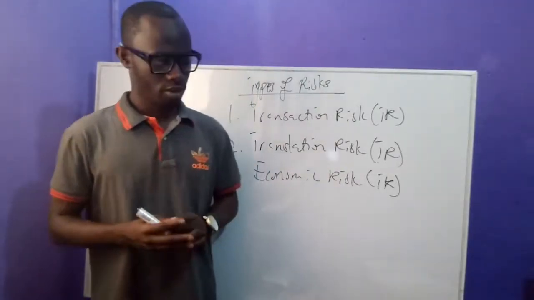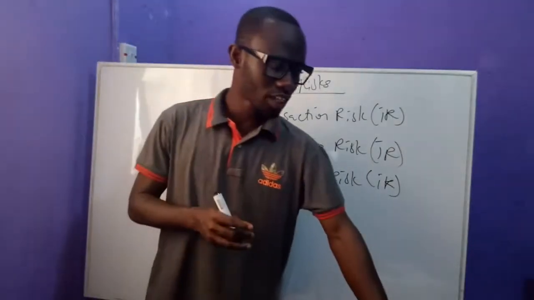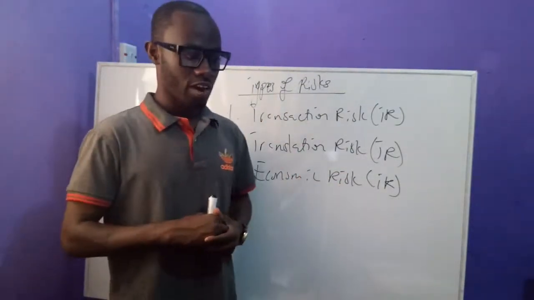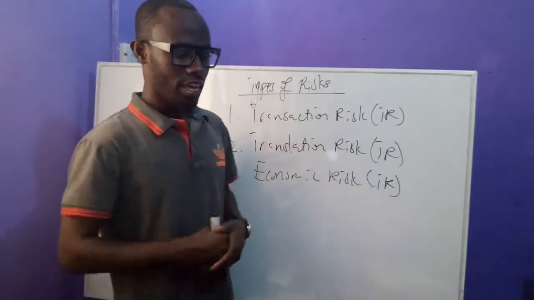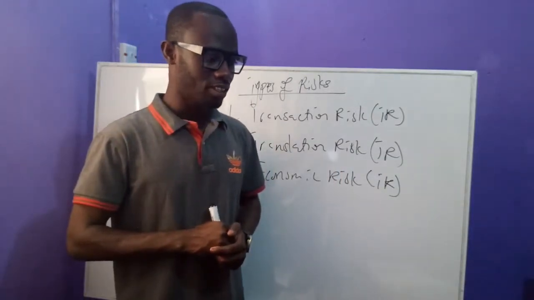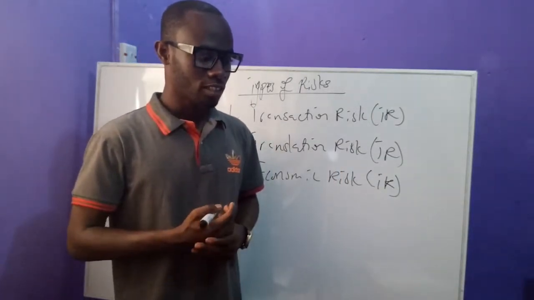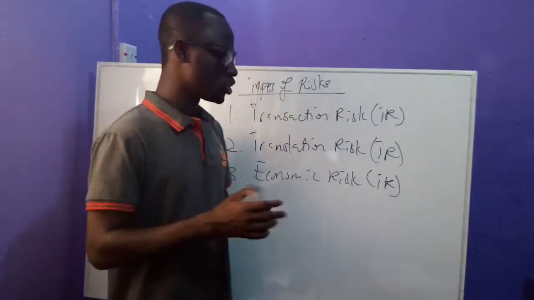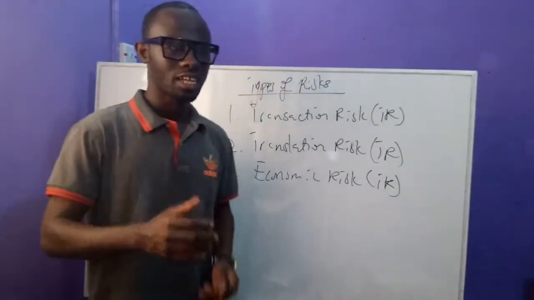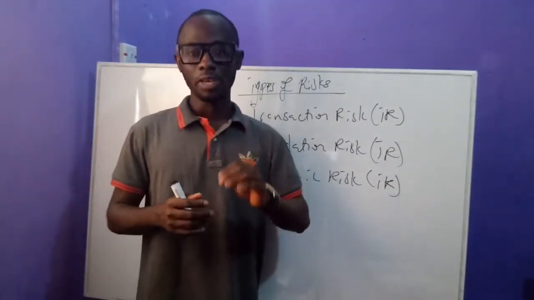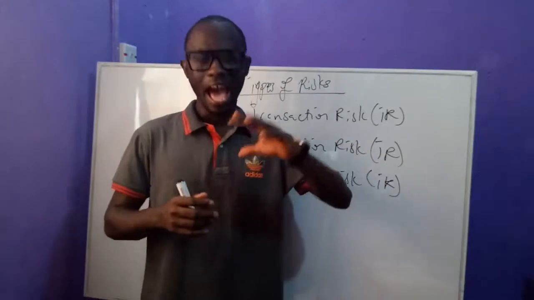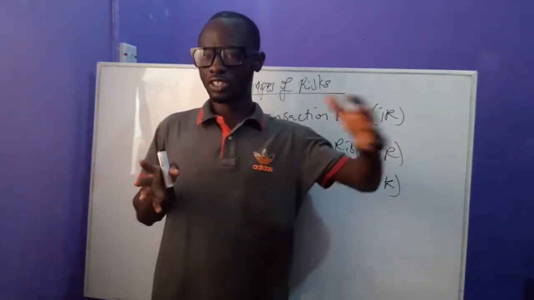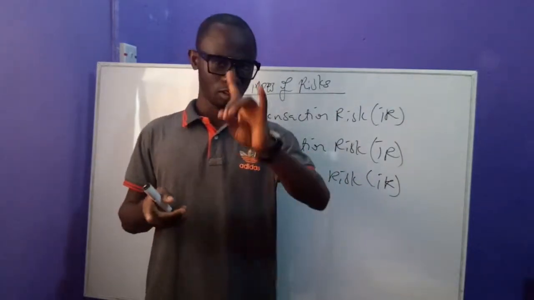So what are they? Let's look at them quickly. Transaction risk is the risk that a transaction in a foreign currency at one exchange rate is settled at another rate because the rate has changed. So in a nutshell, when we talk about transaction risks, it is a risk that a company will be paying a higher amount of money because of the differences between the settlement date. What do I mean by that?